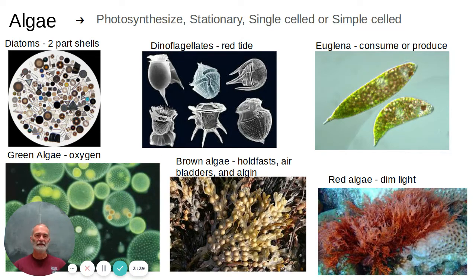They also have a flagellum that's next to their eye spot, and their eye spot can detect light. And so their flagellum then moves them towards the light. Then we have the colored algae: the green algae, the brown algae, and the red algae.